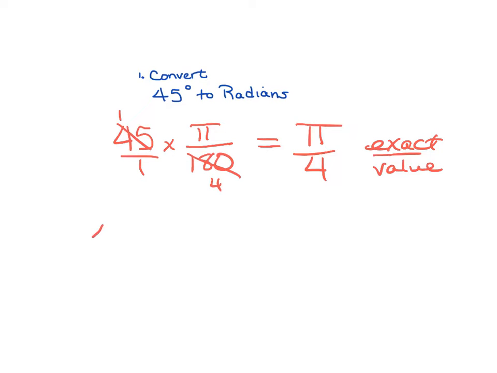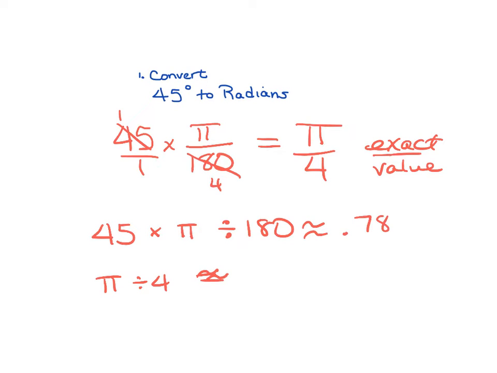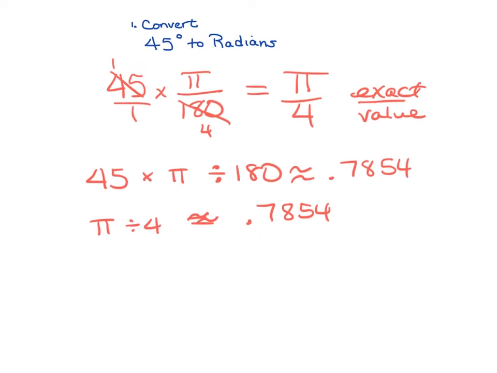Now, if it says to give me an approximate value of this, you're going to use your calculator, and you can do 45 times pi divided by 180, or you could even do your simplified one. You could also just do pi divided by 4. Both of these should approximately give you 0.7854, and it'll specify what I want you to round to. So either way, we would get this.